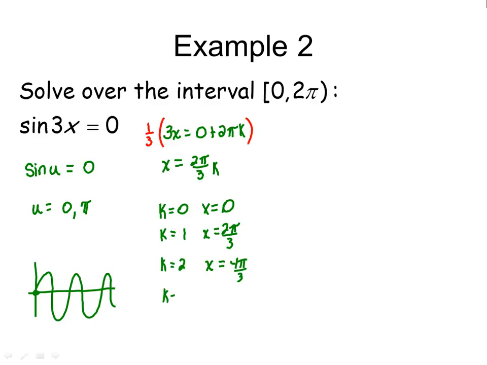And if k is equal to 3, what is x equal to? Are y'all just being quiet, or do you not know how to do this? 2 pi over 3 times 3. What do you get? 2 pi, but is that an option? Why is that not an option? Look at your domain. It cannot be equal to 2 pi. So this one doesn't count.